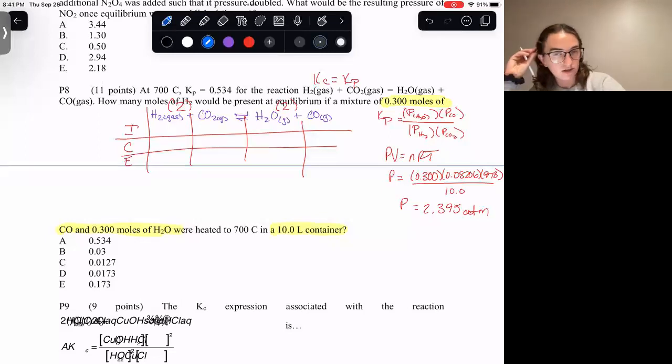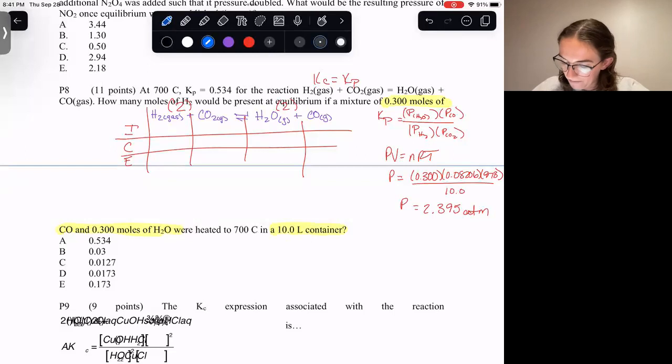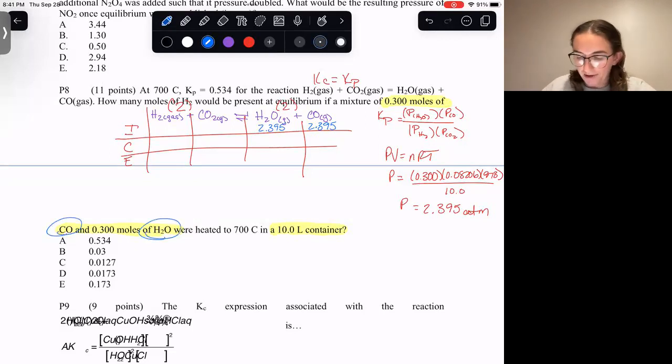What part of our chemical reaction was our products? Good. Yep. So this is going to be 2.395 and this will be 2.395. Because we say that a mixture of 0.300 moles of carbon monoxide and water were heated. So those are now what we have values for, initial concentrations for, initial pressures for. What does that mean for H2 and CO2? What are those initial pressures? Yep, those will be 0.